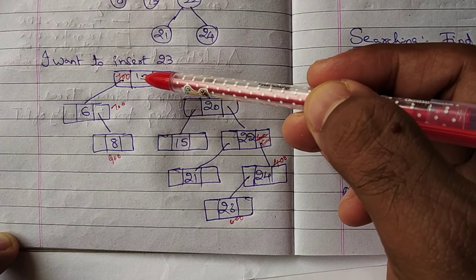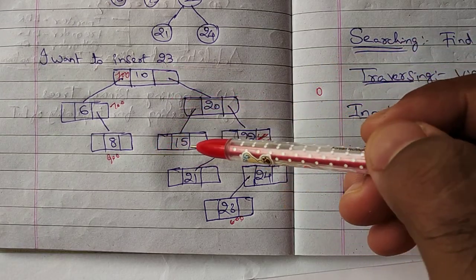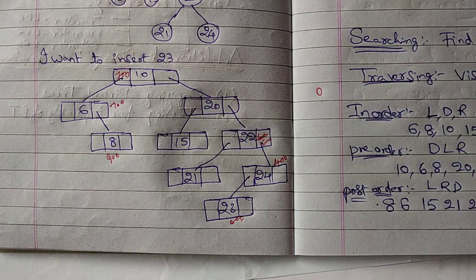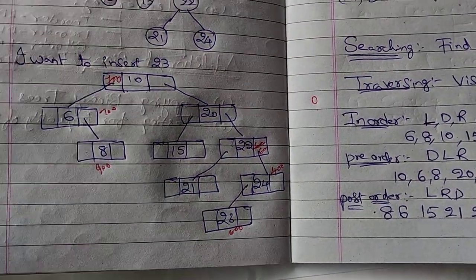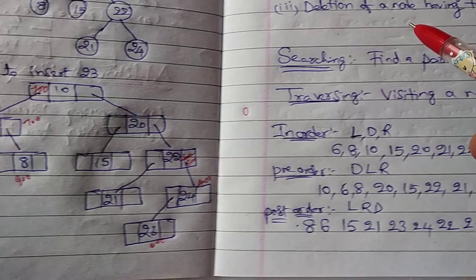15. Now you can place 15 here. So these are the 3 different cases whenever we are deleting a node. And come to the searching. Searching means find a particular element.